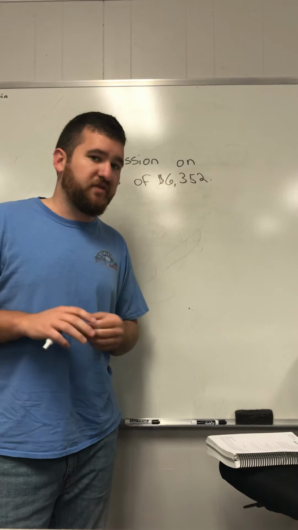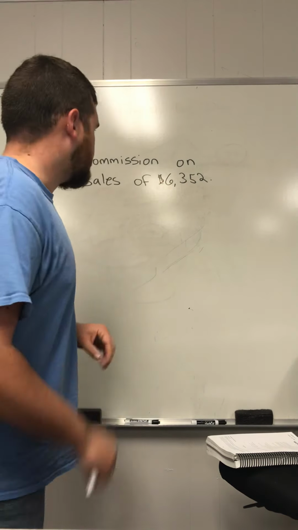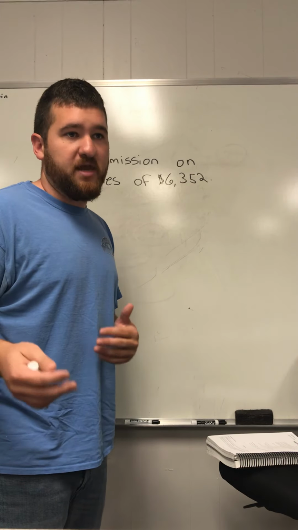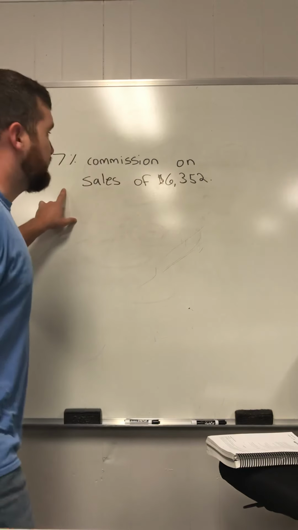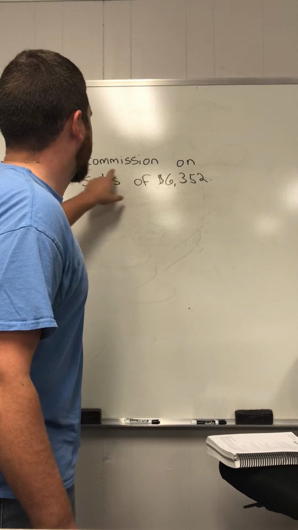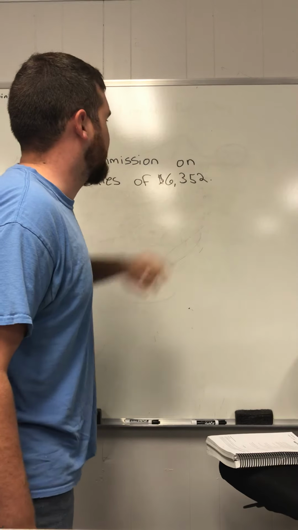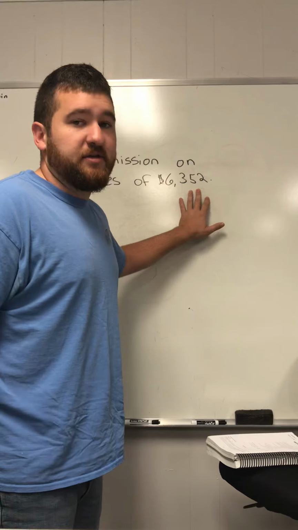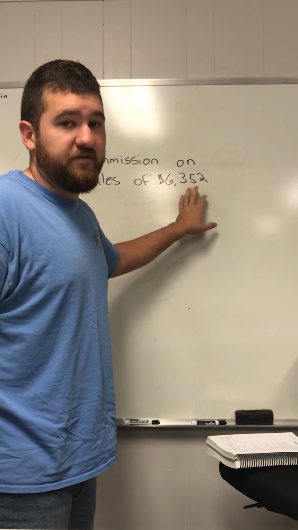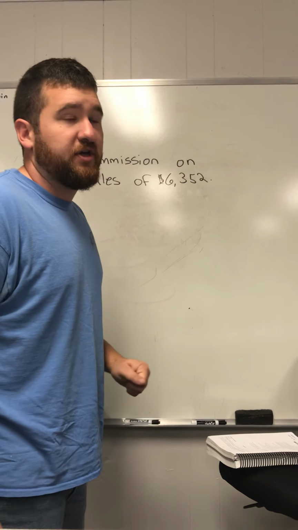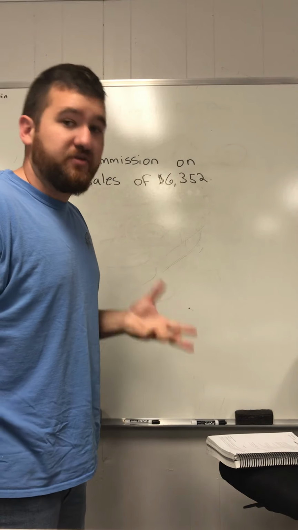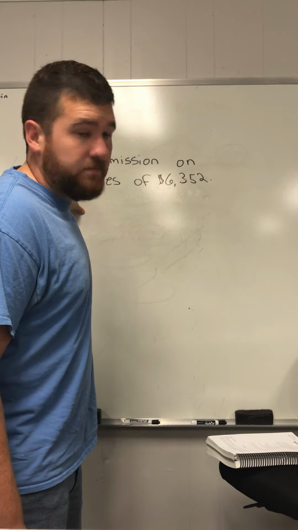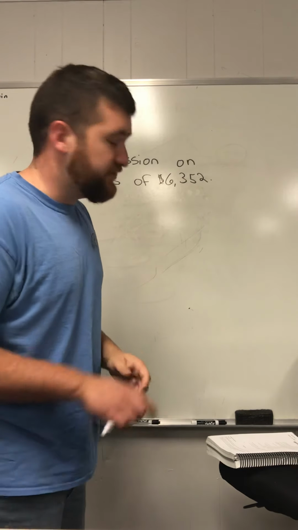So just for an example of what we're talking about here, a commission is a percentage of the money made by the company. So in this situation, 7% commission on a sales of $6,352. So if you just imagine that you went and bought a storage shed for $6,352, the salesman that sold you the barn, he did all the dealings with you, he's going to get a 7% commission. So how do we know how much that is?